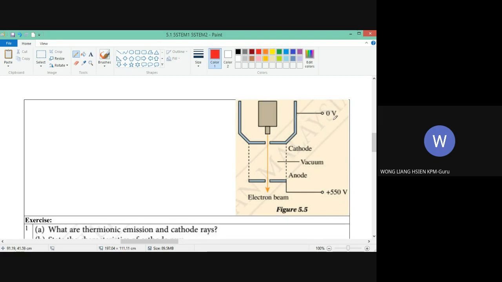So that means the potential difference between this point and this point is the same as this one here, because this cathode here is connected to 0 and this anode is connected to 550. So the potential difference between the cathode and the anode here is 550 volt. Okay, that is what this means. All right.